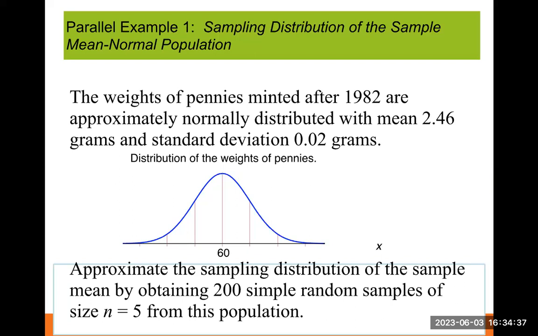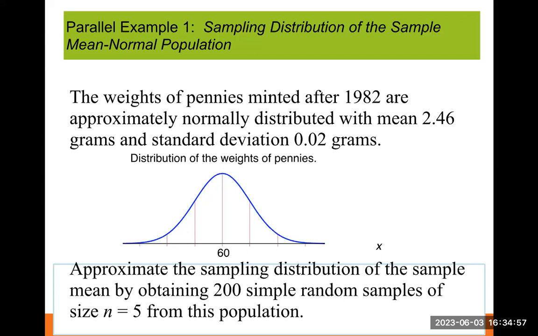So there's the distribution of pennies. I drew it out for you here with the mean in the middle of 60. Oh, it should be 2.46. Sorry, I don't know why I put 60. This 60 right in the middle of your distribution should be 2.46.